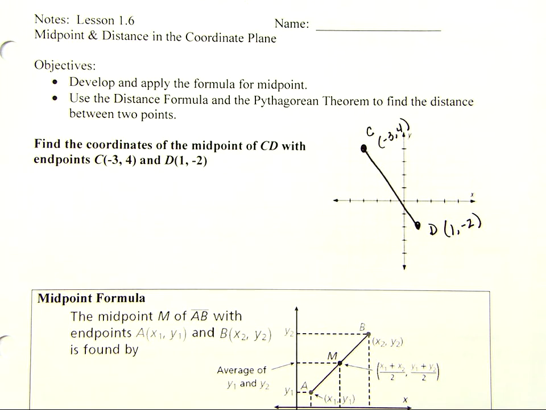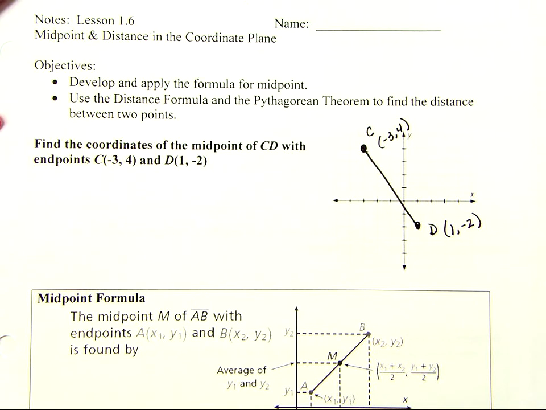In lesson 6, we're going to be talking about midpoint and distance in the coordinate plane. We've already talked about midpoint as being the middle. We know that a midpoint of a segment bisects it. It's right between, it's equidistant to the endpoints.